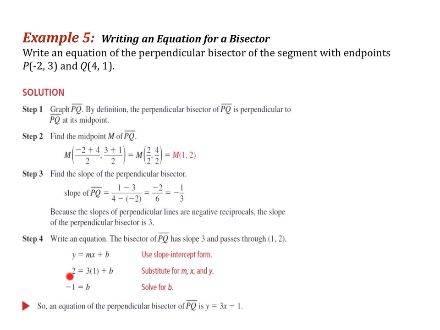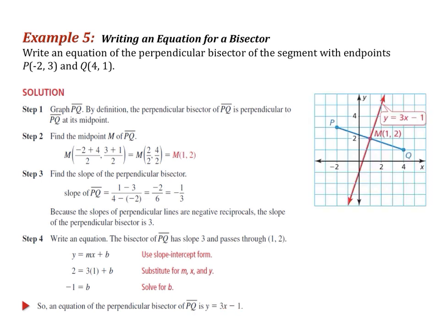So y is 2, that passes through our point. So plug in 2 for y. We just figured out the slope was 3, so that goes in place of m. And then our x value of the point that it's passing through is 1. So we plug in 1 for x, and we leave b alone because that's what we're trying to solve for. Work it all out, and b comes out to be -1. So now you know your y-intercept is -1. So the equation of the perpendicular bisector is y equals 3x minus 1.